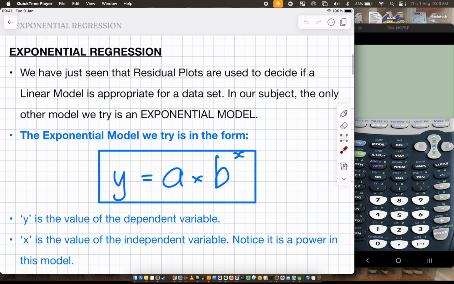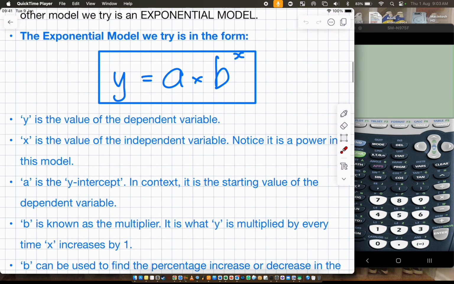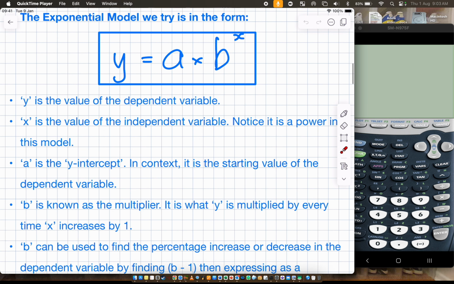So let me explain what an exponential regression is. We have just seen that residual plots are used to decide if linear is appropriate for the data set. In our subject, the only other model we try is exponential. So the exponential model we try looks like this. So the notes that I would like you to get are just here. The exponential model we try is in this form. Y is equal to a times b to the power of x.